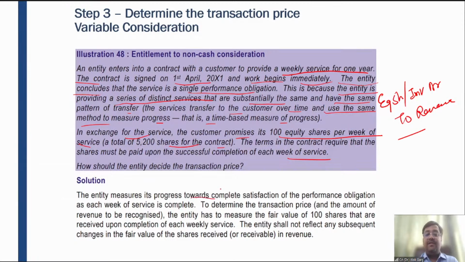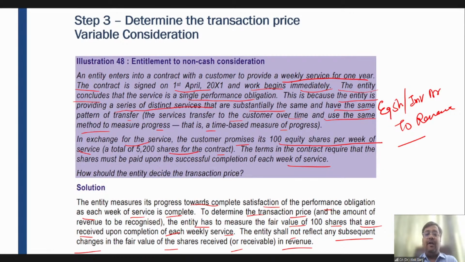The entity measures its progress towards complete satisfaction of the performance obligation as each week of service is complete. To determine the transaction price, the entity has to measure the fair value of 100 shares that are received upon completion of each weekly service. The entity shall not reflect any subsequent changes in the fair value of the shares received or receivable in revenue. I hope it is clear to all of you, friends.